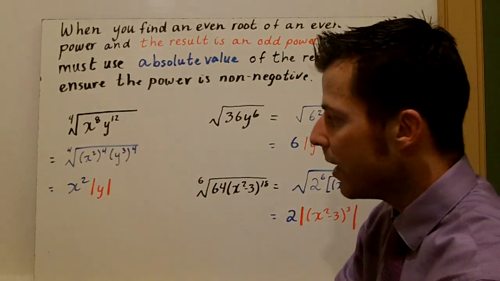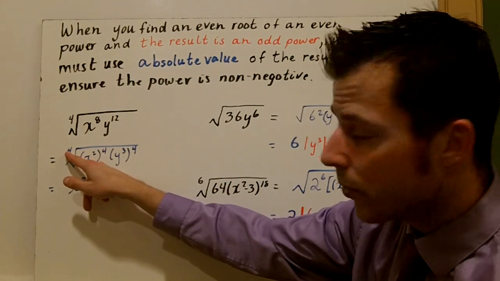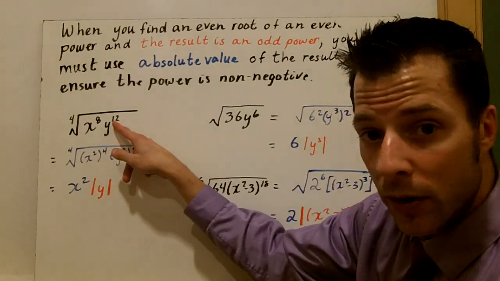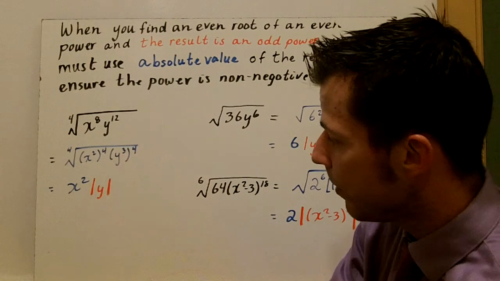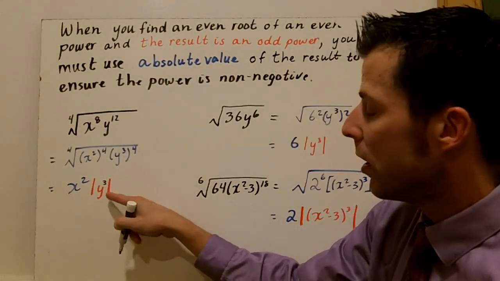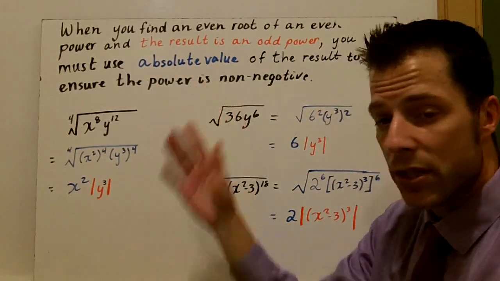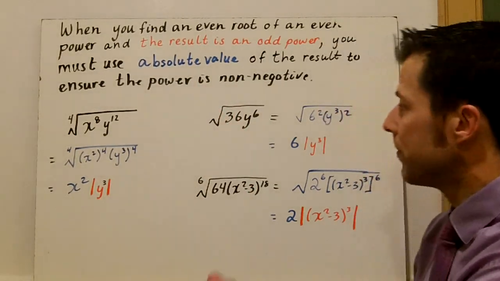And so this is what they mean. Even root, even power, but what comes out would be a cube, and I missed that cube there. An odd power comes out, so you have to put in absolute value, and that's what this says. This is a very important rule. Let's look at another one.